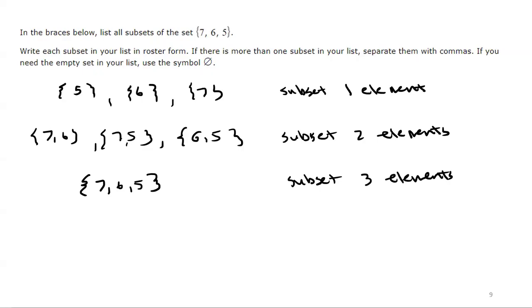Okay. Now, I can pick none of them. I don't have to pick 7, 6, 5. I can pick none of them. So I can have the empty set. I don't like any of them, I'm not going to pick any of them. So this would be a subset of 0 elements. Okay? All right. Question on that one?